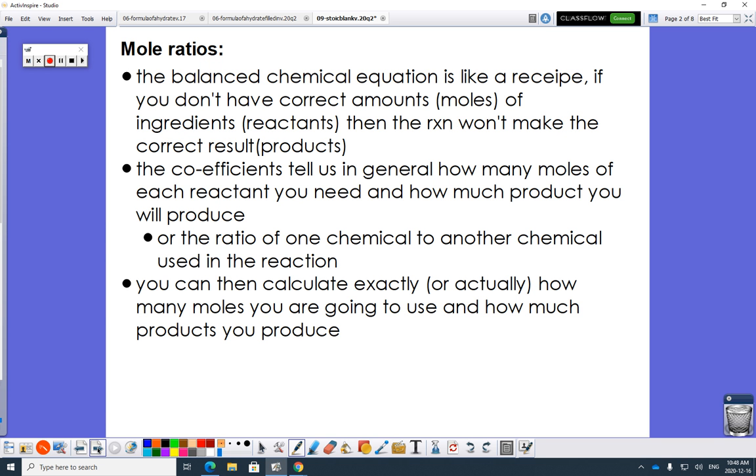And we're always going to use moles. Moles, moles, moles. Okay, so there are really 2 types of questions for stoic in a general sense.